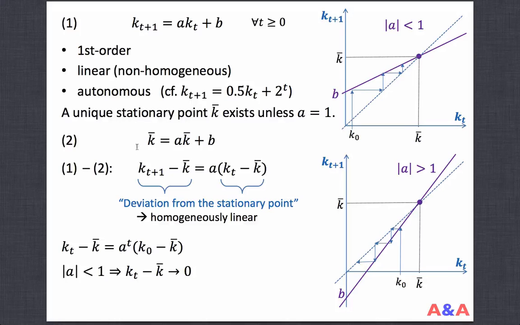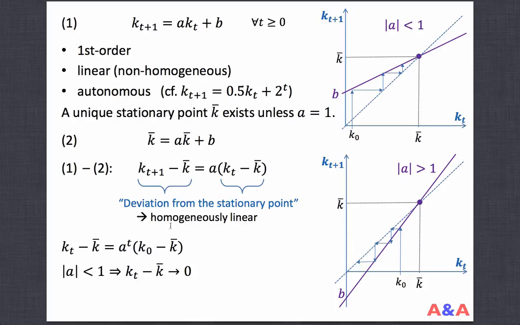Basically, by subtracting the equation that characterizes a fixed point from the original system, we can make a non-homogeneous difference equation homogeneous by considering the deviation from a fixed point, so that the next date deviation from the stationary point is equal to A times the current date deviation. Then it follows that starting with the initial date deviation, k_0 minus k-bar, you just multiply by A t times and you get the date t deviation from the stationary point, k_t minus k-bar.